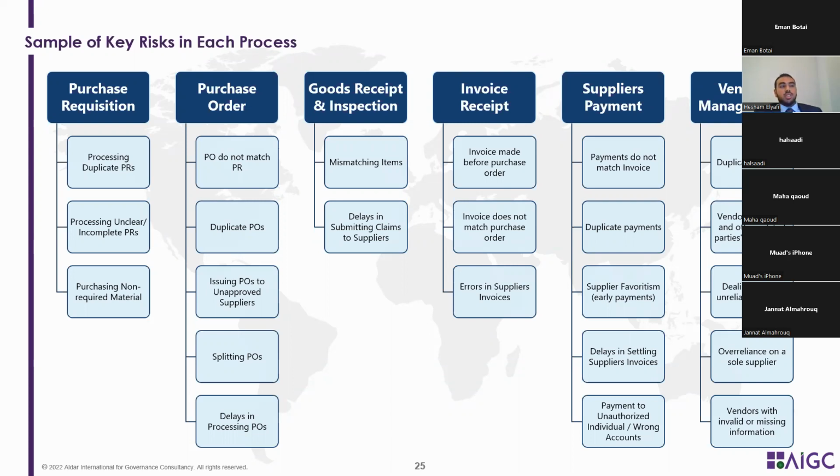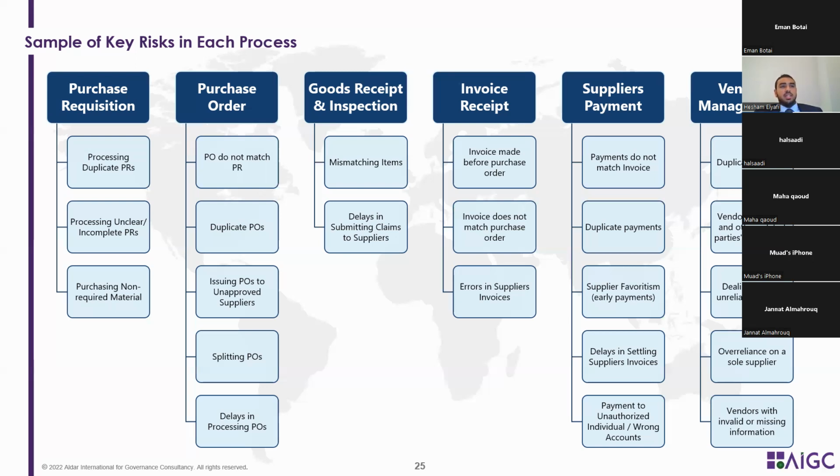When it comes to goods receipts and inspections, we can have mismatching items, mismatching quantities as part of the risks that are there, delays in submitting claims to suppliers. When it comes to invoice received, maybe we have errors in the invoice provided by the supplier, or let's say invoice made before the service receipt or before actually the order, which means that someone is just giving us this invoice to process it, but then the procurement process is not being adopted properly. We can have invoices that do not match whether the goods received or the purchase order.